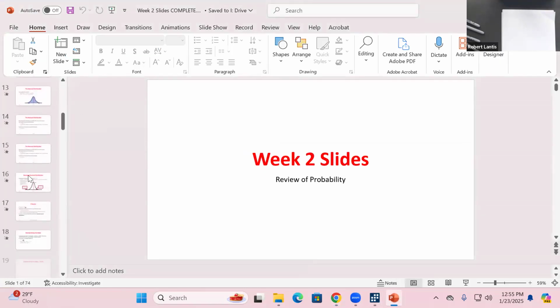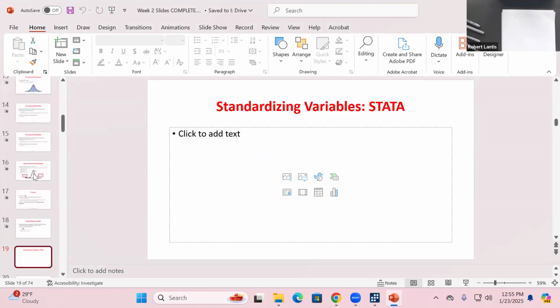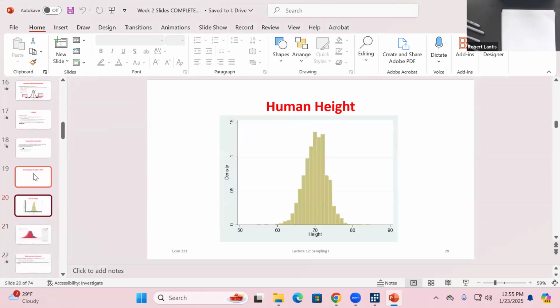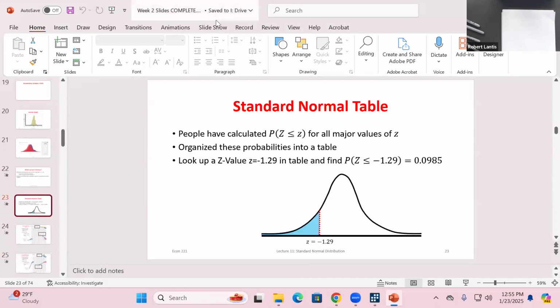So we left off thinking about how we standardize variables in Stata. We talked about z-scores, right? That was taking a value, subtracting the mean, and dividing by the standard deviation. We looked at some examples of normal distributions. So we'll start here today.